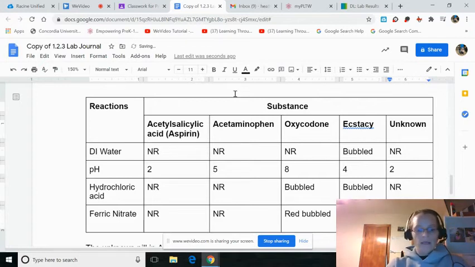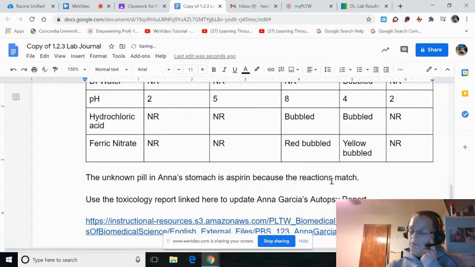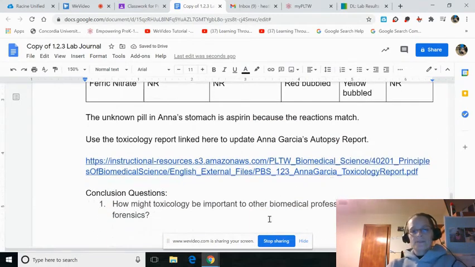Not N-O, N-R. All right, so we compare the reactions of our unknown pill to all of these columns, and which one does it match? Yep, Anna was taking aspirin, that's right. So the unknown pill in Anna's stomach is aspirin because the reactions match.